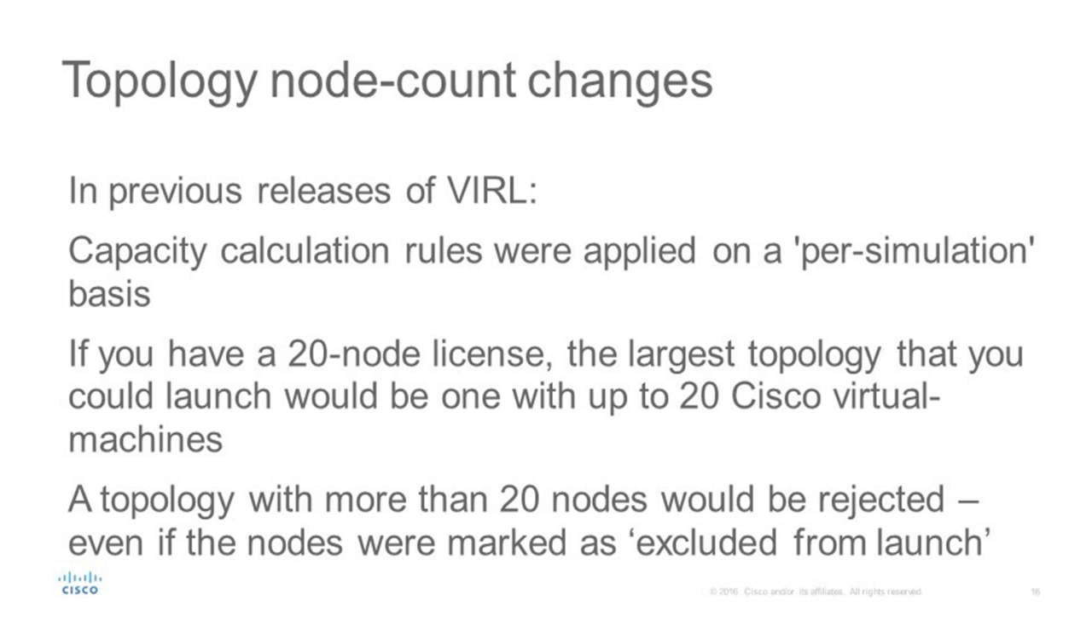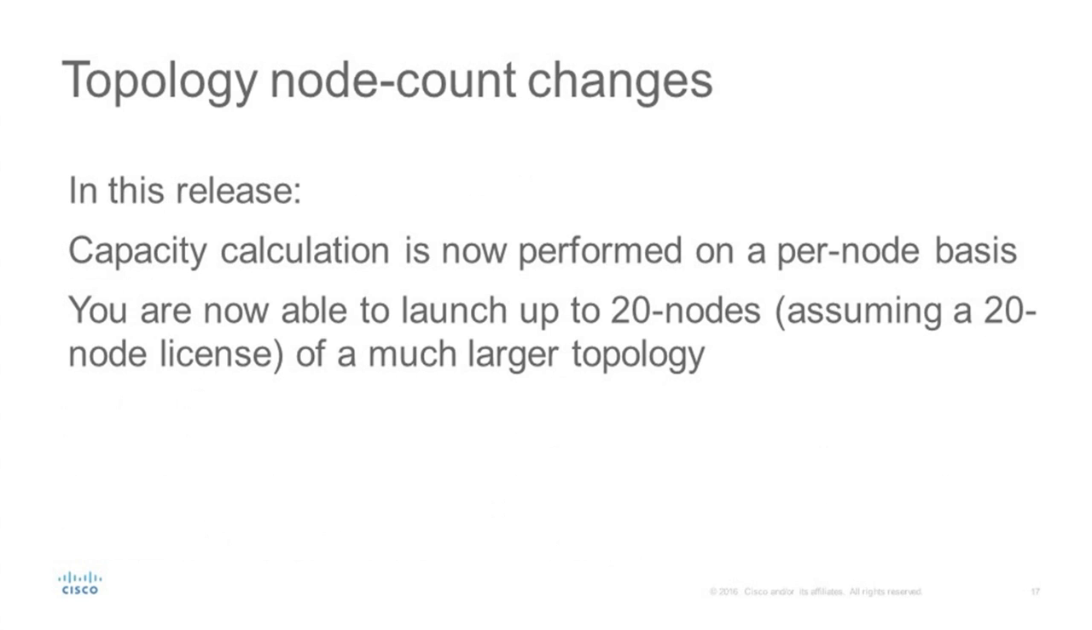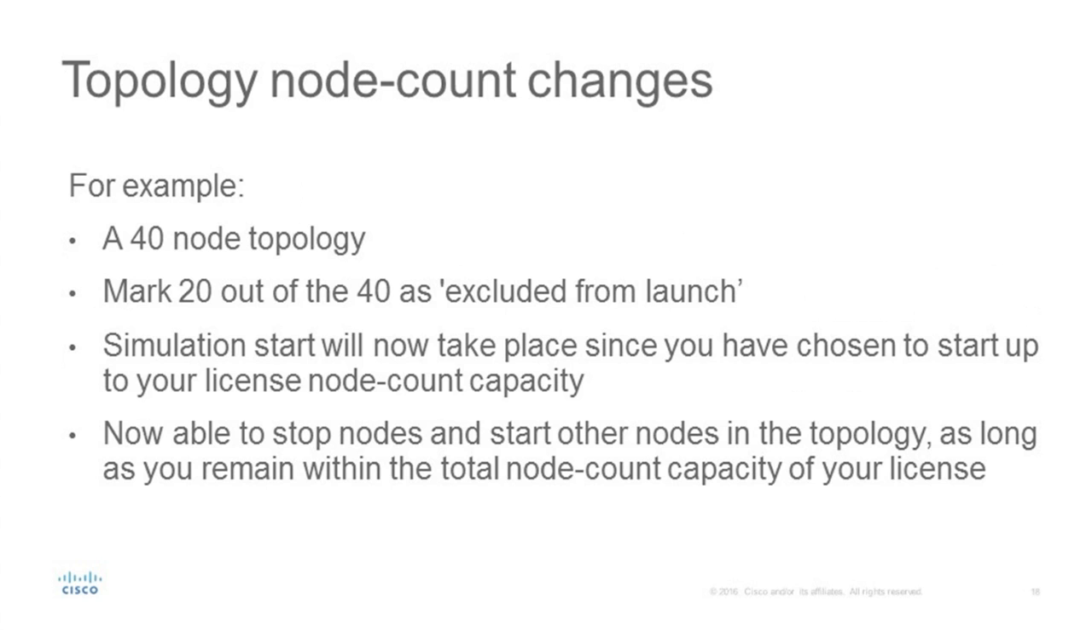So that's actually been quite constraining, particularly for people who want not necessarily to run larger topologies, but to have topology diagrams where they want to map a much larger network, but then only run subsections of it. So with this release, we're introducing the ability to do that capacity calculation on a per node basis. So if you have a 20 node license, you'll be able to run 20 nodes of that much larger topology.